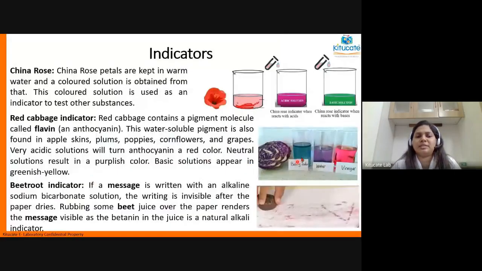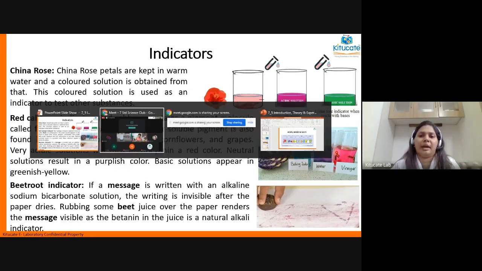Let's quickly see what is the effect of red cabbage, and then we will do the experiment. In the case of red cabbage, actually it is purple in color. We don't know why it is called red cabbage. So this purple cabbage extract must be light purple or dark purple, depending upon the concentration. In a base, it will turn blue, and in an acid, it will turn pink. So remember these and then carry out the activity.